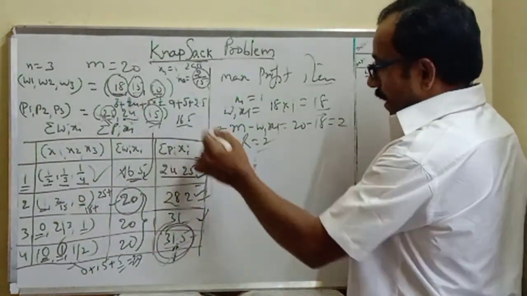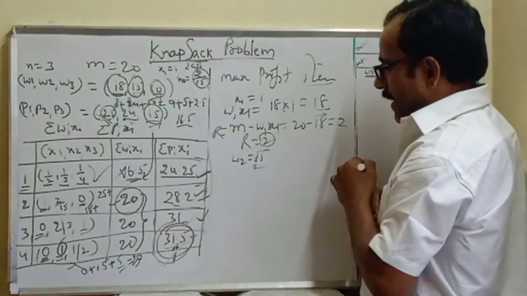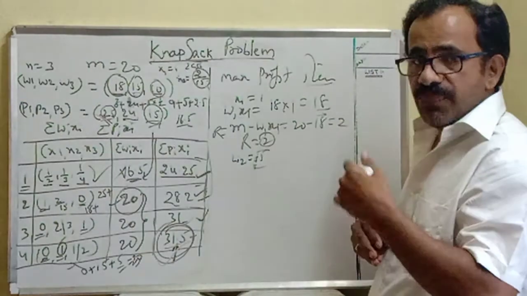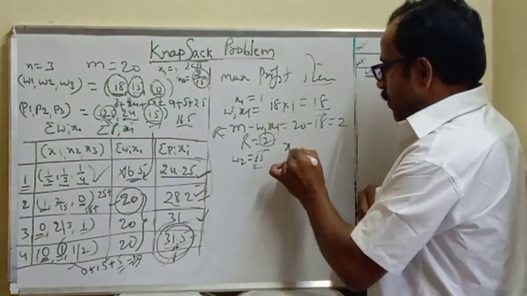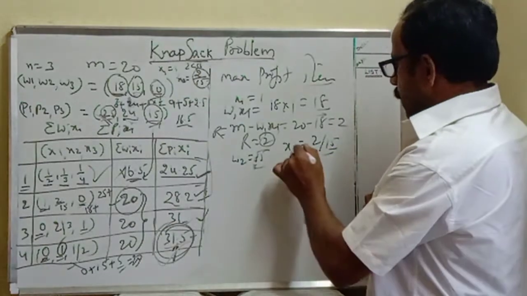But what is the weight of the next maximum profit item? 15. The remaining knapsack capacity is 2 units only. But we cannot place a 15 units item completely. Then what is the solution now? Remaining knapsack capacity by item weight: X2 equal to 2 by 15.